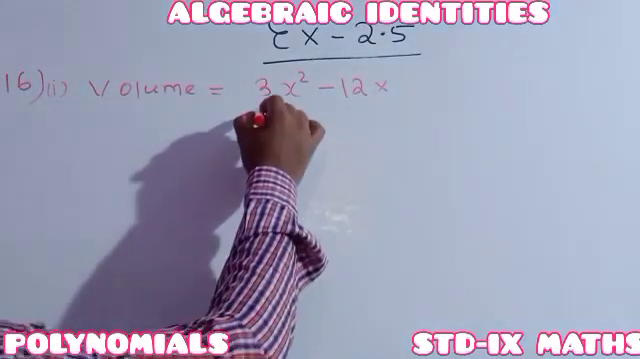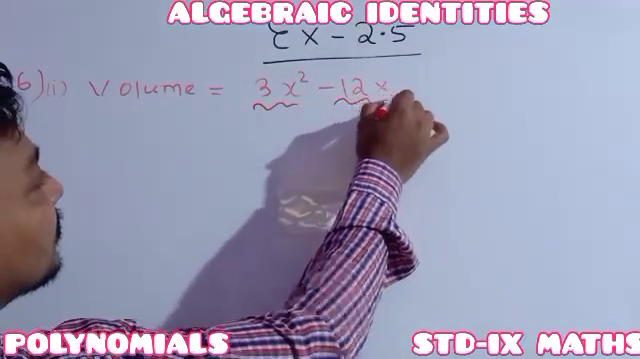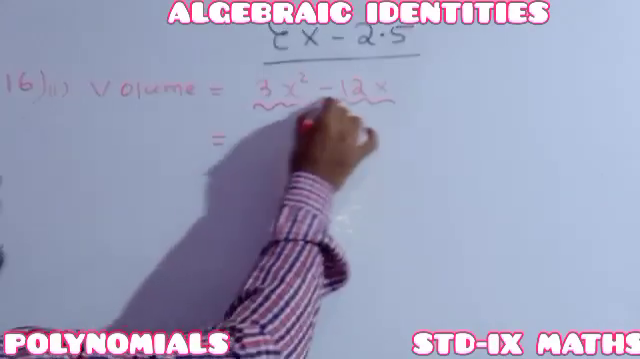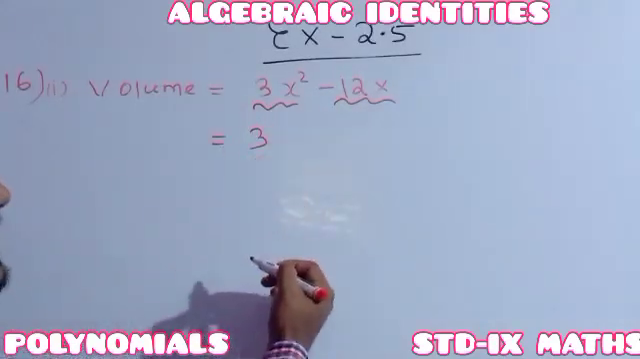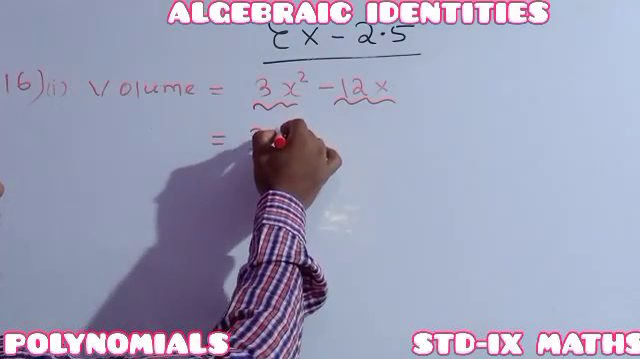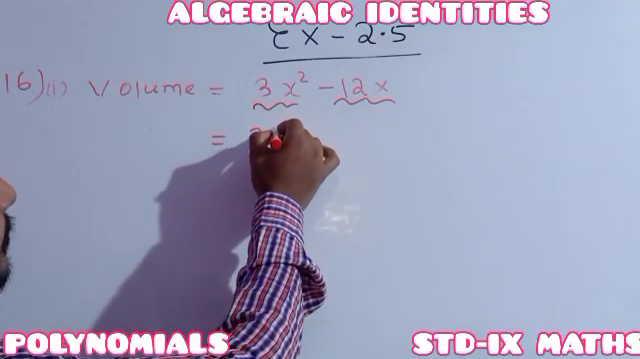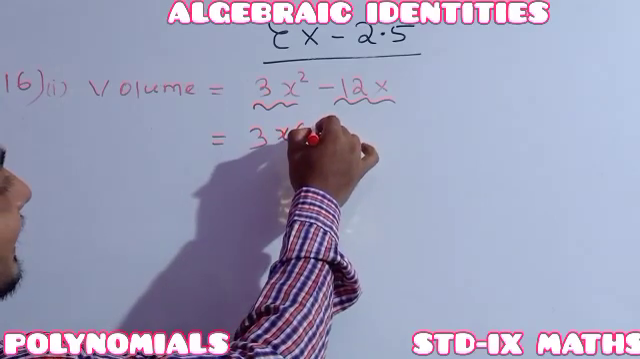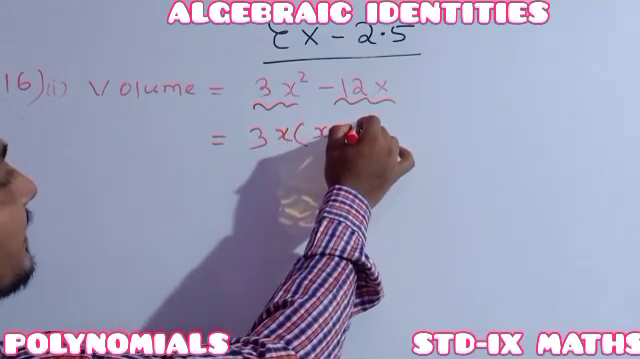See, the total number of terms is 2. From them, which one can we take as the common? Here it is 3 and here it is 12. The numeral 3 we can take as the common, and the variable we can take as the common is x. So within the bracket what is left is x minus 4.